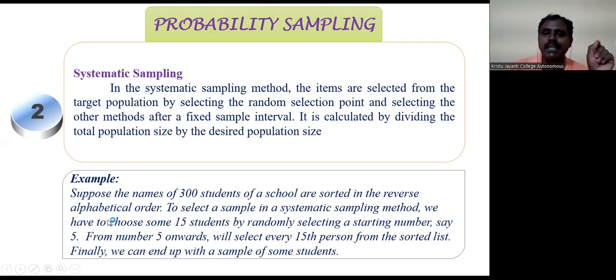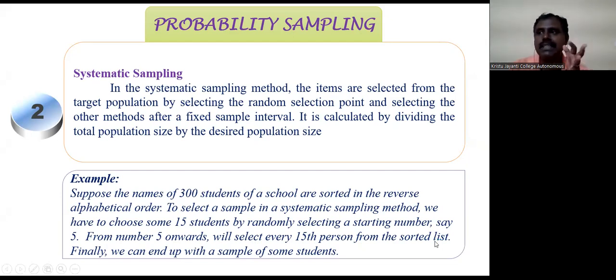Okay, systematic sampling is nothing but following certain procedures in order to select the sample. For example, the names of 300 students of a school are sorted in reverse alphabetical order. To select a sample in systematic sampling, we have to choose 15 students by randomly selecting a starting number, say 5. Wherever the number starts with 5, that number you are going to select for this kind of sampling. From number 5 onwards, you are going to select every 15th person from the sorted list.